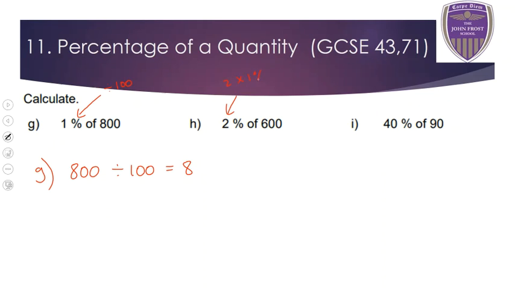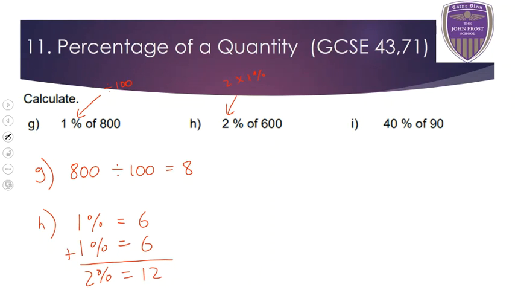Right, for question H, 2%. Well, common sense, isn't it? If we know 1%, then 2% is just 2 lots of 1%. So for question H, I would do 1% first, which remember is divided by 100. So how many 100s in 600 is 6. So that means 2% must be double that amount. You can either double it, or what some people prefer to do is add them up. Makes no difference. 2% is 12, and we move on.